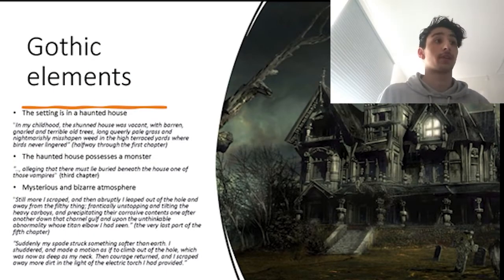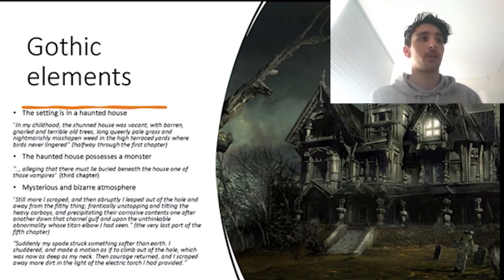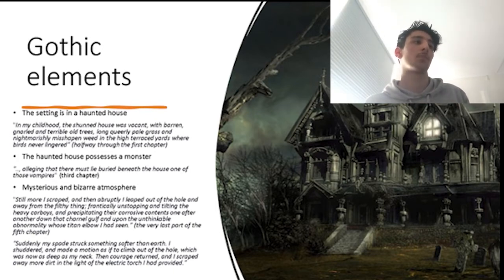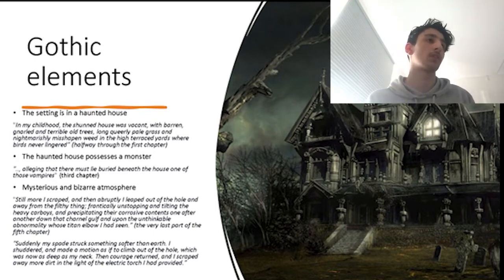The first gothic element is the actual Shunned House, which is a haunted house, and the dark and haunted house is mentioned in the first chapter. "In my childhood, the Shunned House was vacant with barren, gnarled, and terrible old trees, long, queerly pale grass, and nightmarishly misshapen weeds in the high-terraced yards where birds never lingered." That's halfway through the first chapter. The haunted house is described as a dark and bizarre sensation, which we normally only talk about in movies or films. It's like a fiction thing.